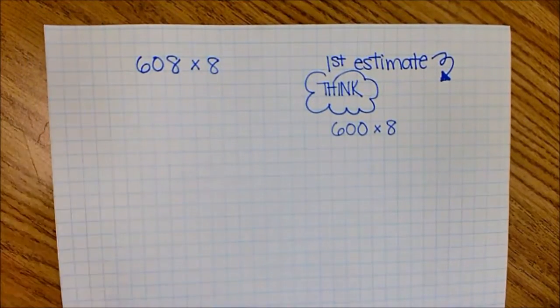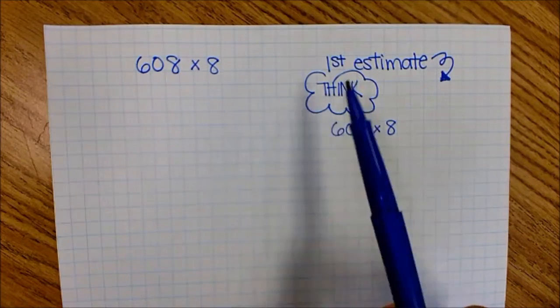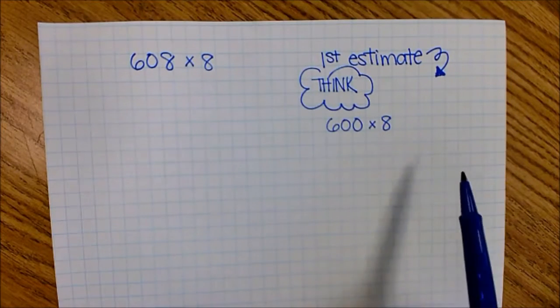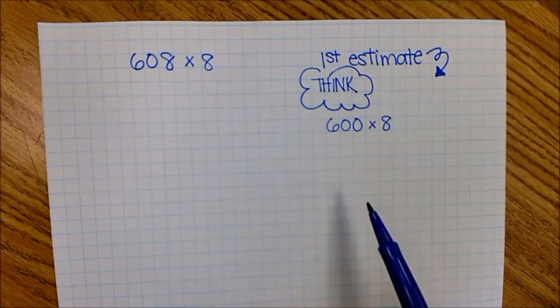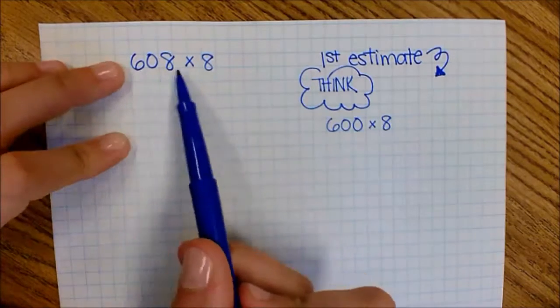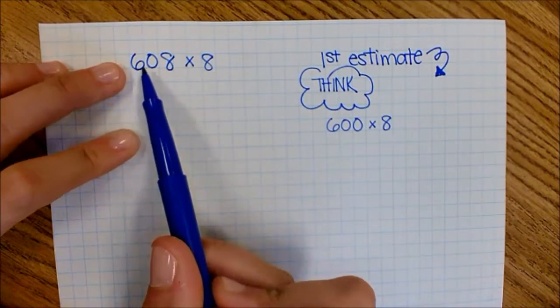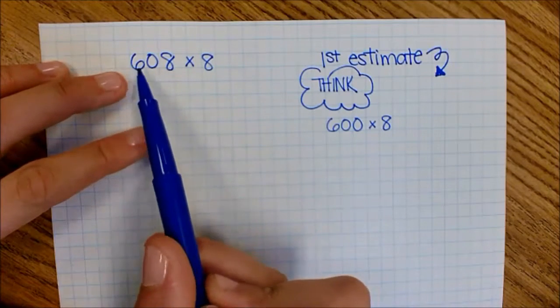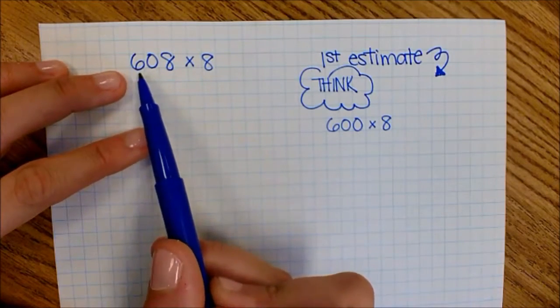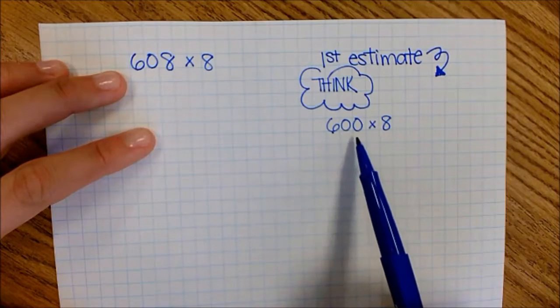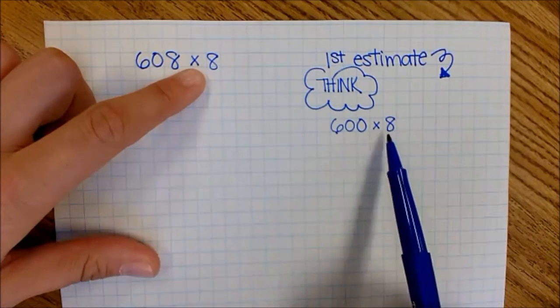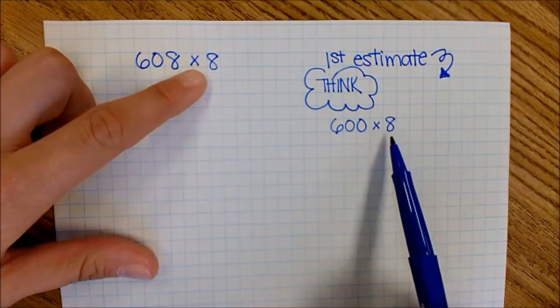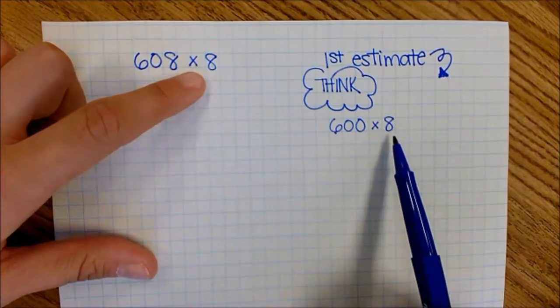This problem says 608 times 8. So before I do anything, I want to first estimate. I want to first think about what number my product is going to be close to. So I looked at 608, and I'm looking at the number next to the 6. It's a 0. So it's a good idea for me to keep this 6 as it is. So I made it into 600. And I'm going to keep this 8 because it's a lone 8, it's by itself, it's in the ones place value, so I'm not going to change that.